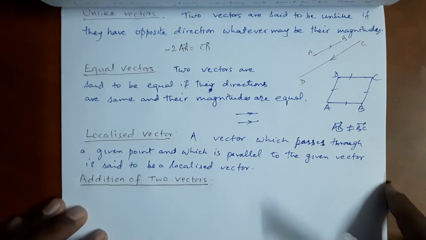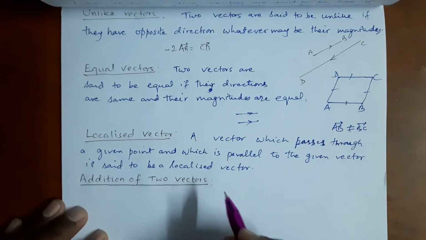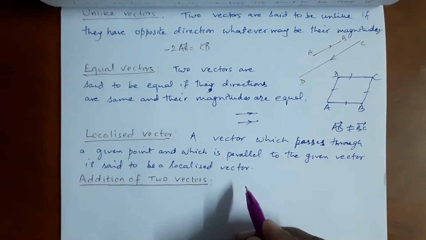Last time I explained different types of vectors. Now I am explaining the addition of two vectors.